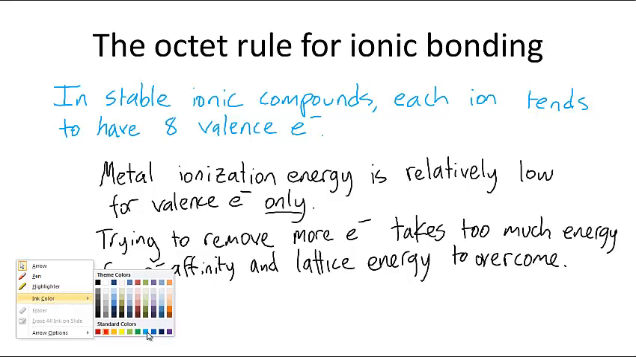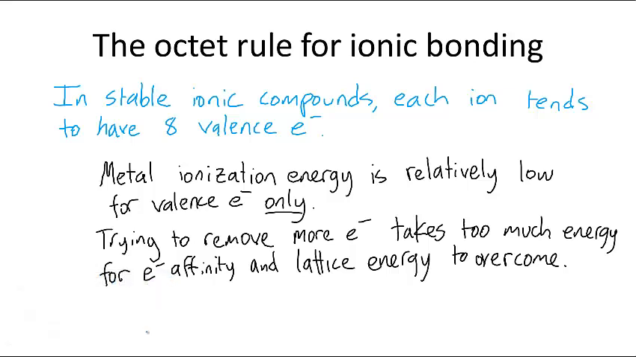that metals tend to lose electrons until they've lost all their valence electrons. So for metals, they tend to lose all their valence electrons. And then for nonmetals, they tend to gain until they get 8.